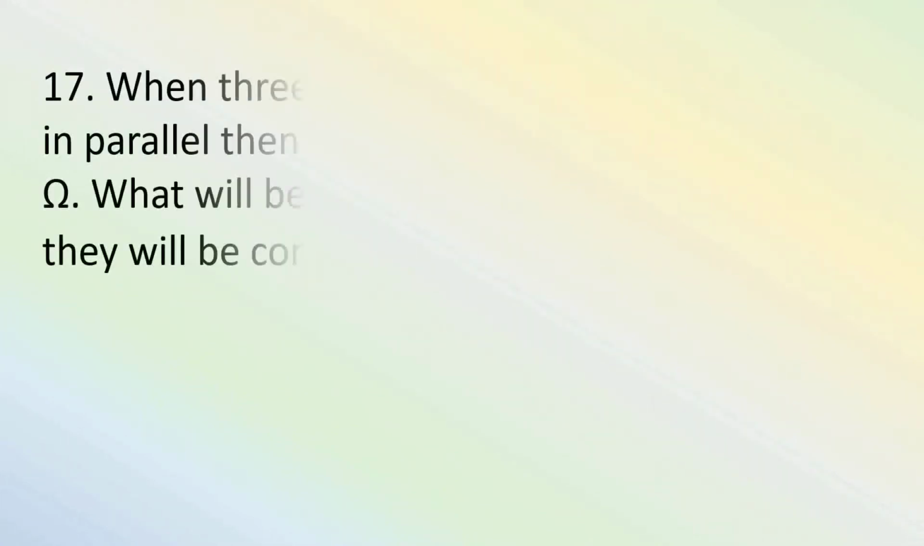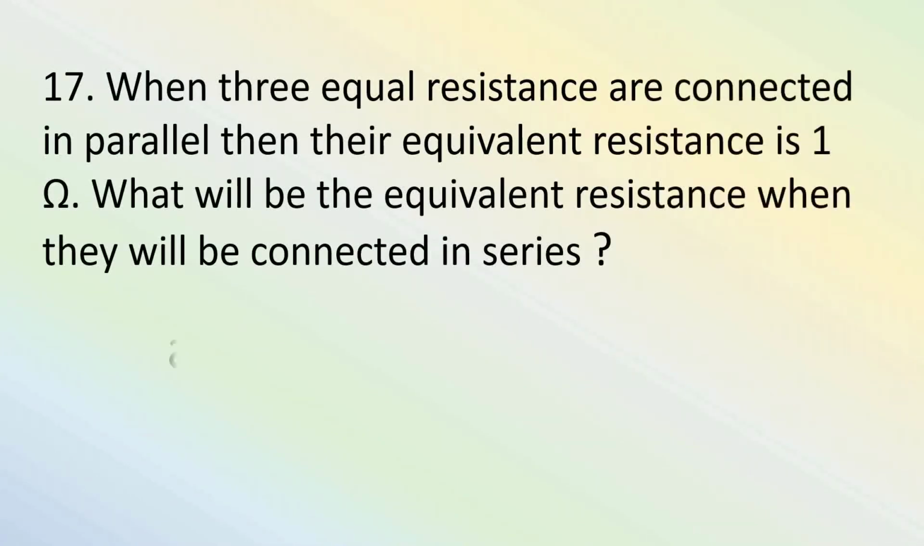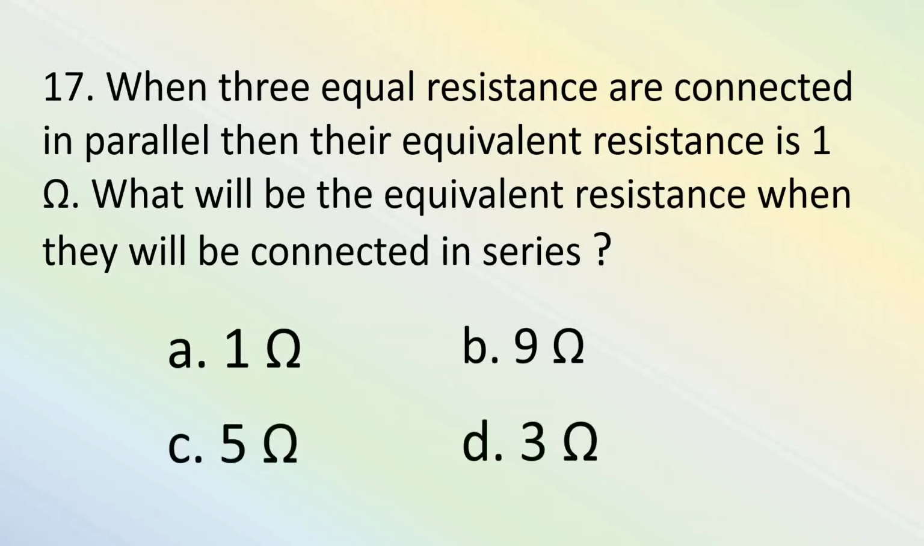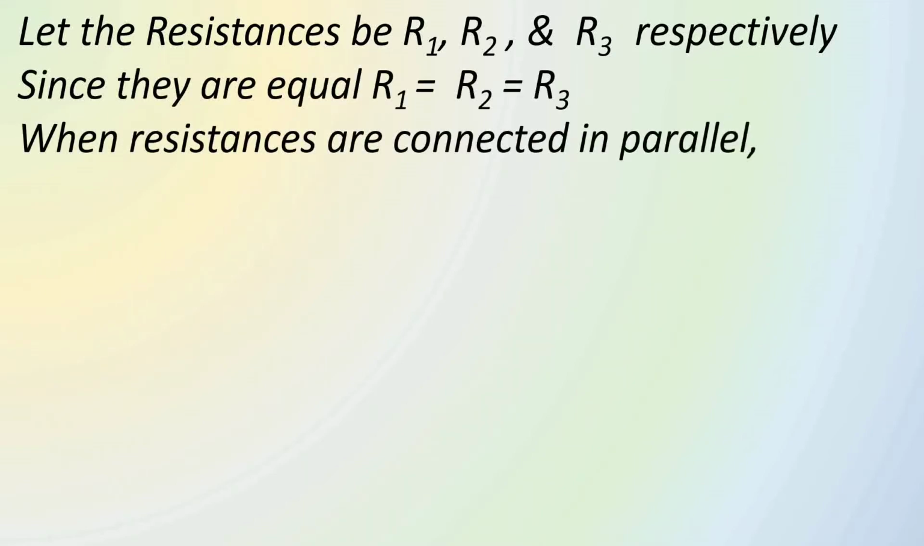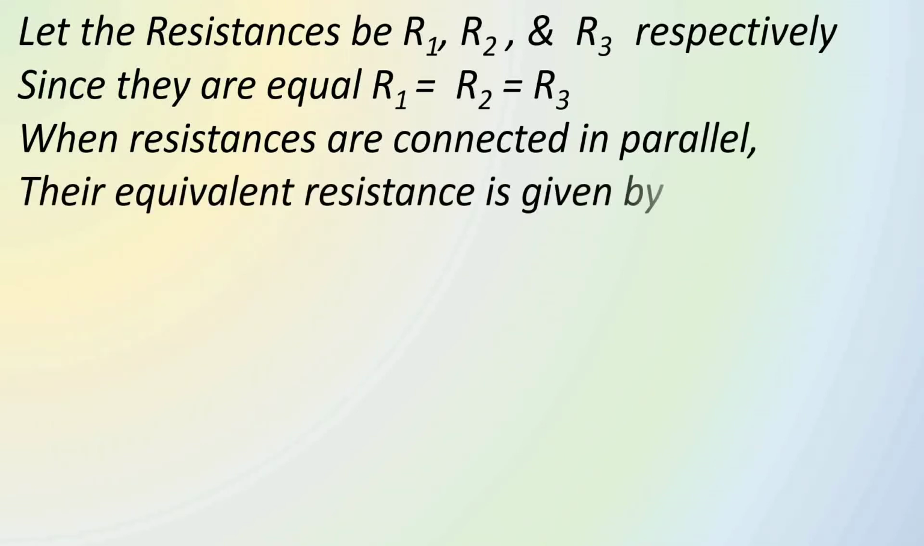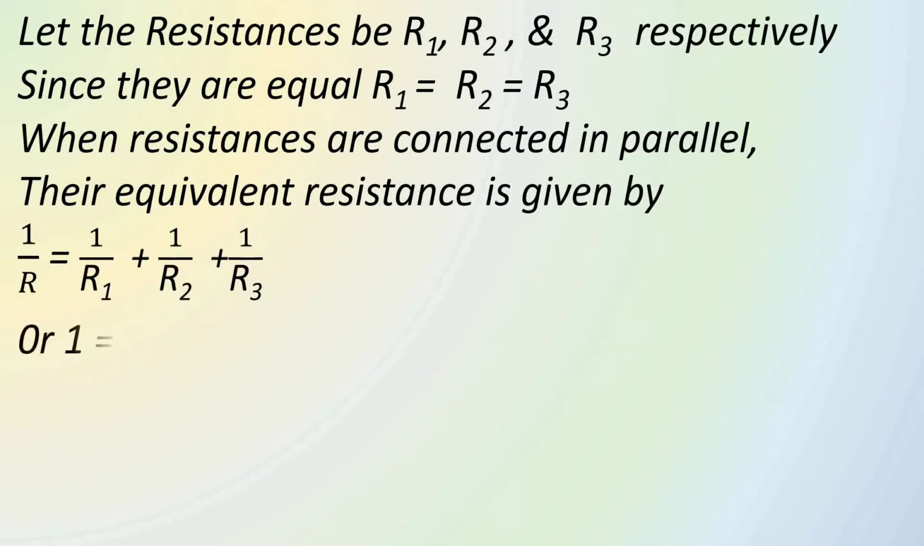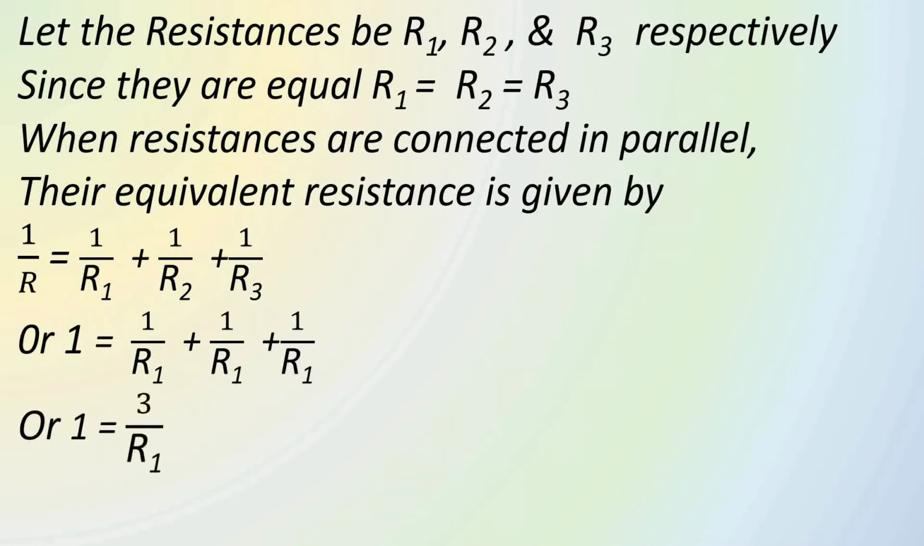Question number 17 says, when three equal resistances are connected in parallel, then their equivalent resistance is 1 ohm. What will be the equivalent resistance when they will be connected in series? Let's find it out. Let the resistances be R1, R2 and R3 respectively. Since they are equal, R1 equals R2 equals R3. And when they are connected in parallel, their equivalent resistance is given by 1 by R equals 1 by R1 plus 1 by R2 plus 1 by R3. Since the resistances are equal, 1 by R equals 1 by R1 plus 1 by R1 plus 1 by R1, or 1 equals 3 by R1, or R1 equals R2 equals R3 equals 3 ohm.